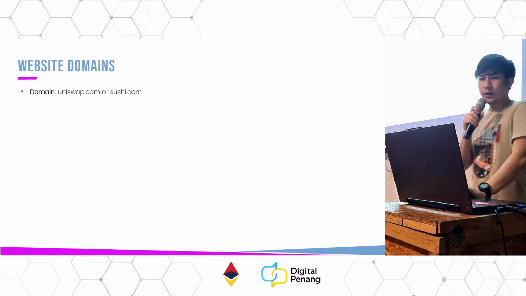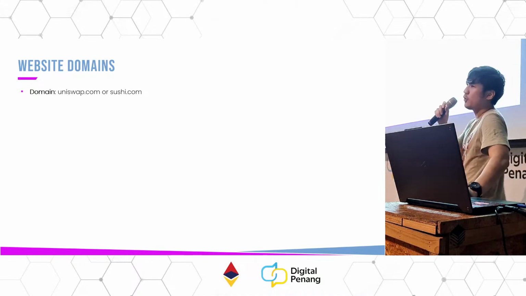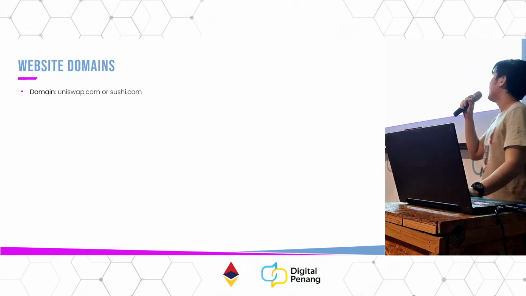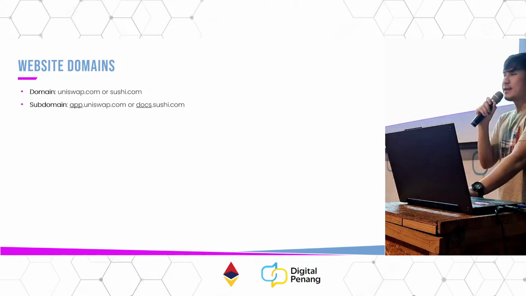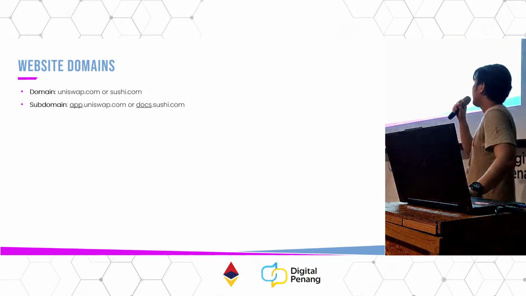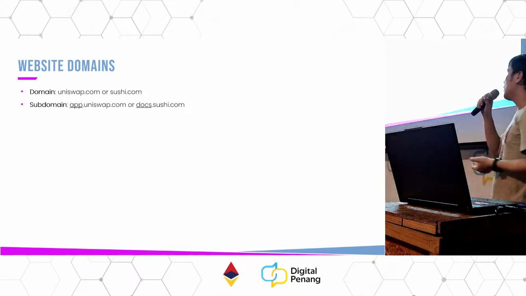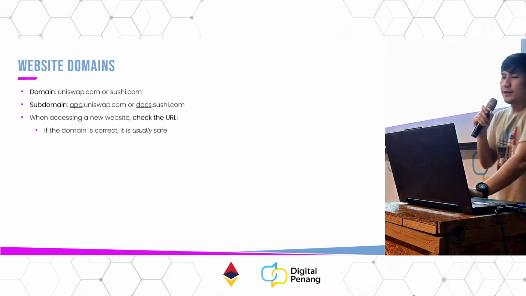Okay, quickly on website domains. What is a domain? A domain is uniswap.com or sushi.com, whatever is .com or .xyz or .fi, I believe. That is the domain for that project or protocol. A subdomain adds another hierarchy, another word beside the domain. So app.uniswap.com, docs.sushi.com.